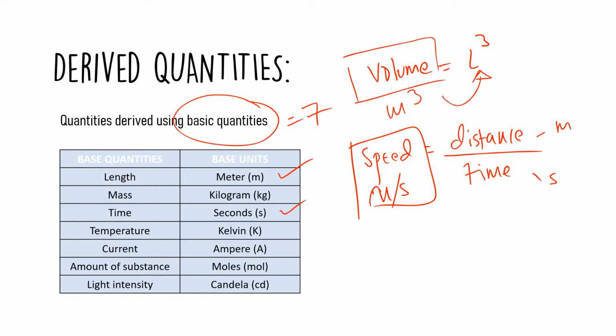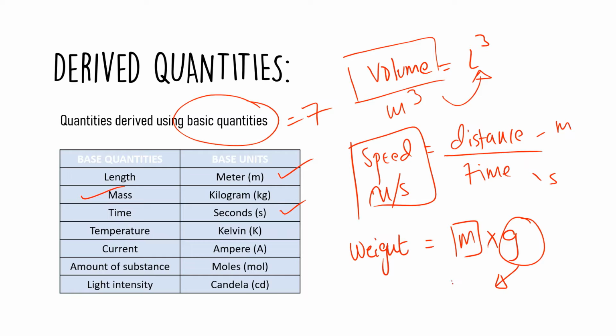Similarly, let me talk about another one, which is weight. Now, weight is also a derived quantity. It is m into g. Now, m in this case comes from mass. But what about g? Whenever you see such a scenario, it means that even this g itself is a derived quantity. And in fact, it is measured in meters per second squared.